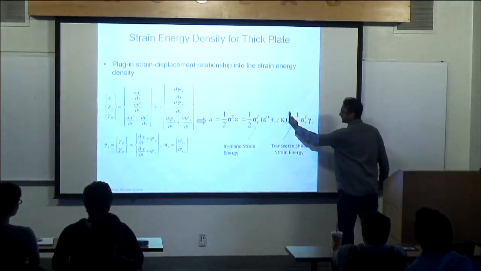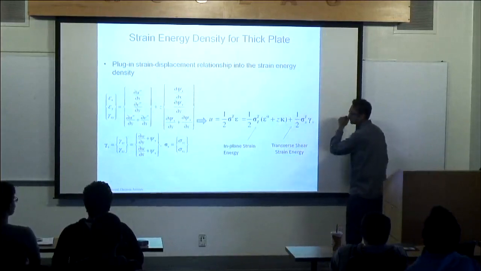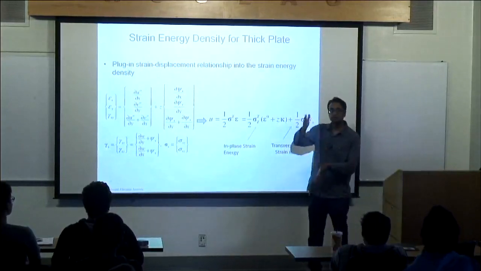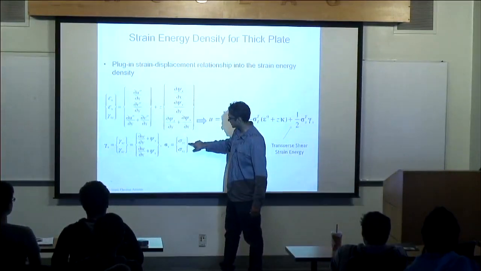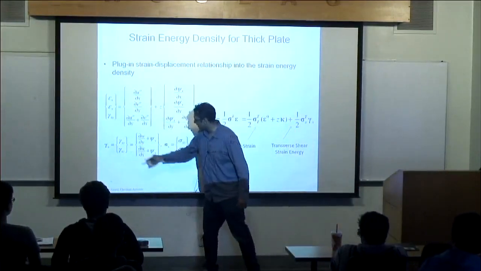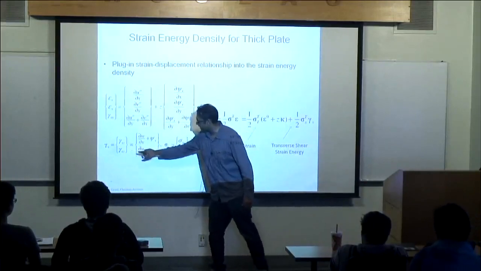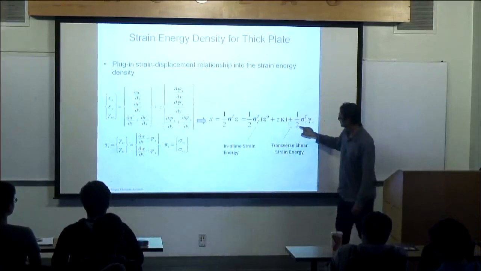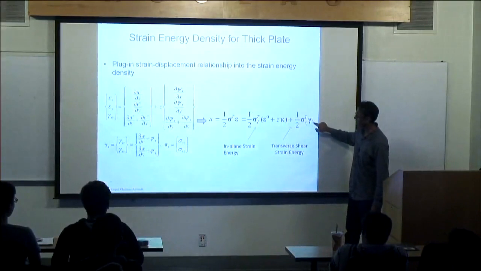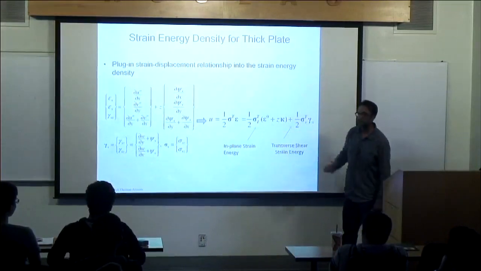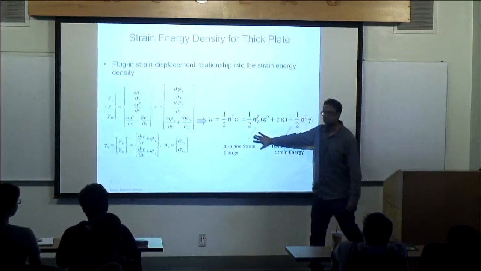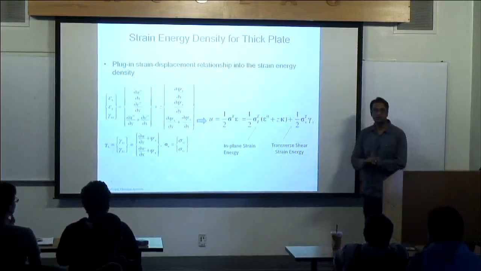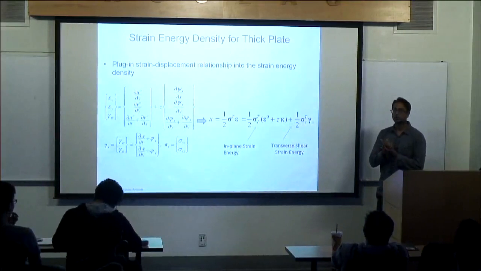Now I'll add the energy due to the shear stresses, the transverse shear stresses, which is sigma yz times that plus sigma xz times that. So I put this as sigma bold shear, gamma shear, and those are the ones given there. So this is the transverse shear strain energy. This is the in-plane strain energy. It's convenient to have it separate for now. We'll combine them later. Any questions?